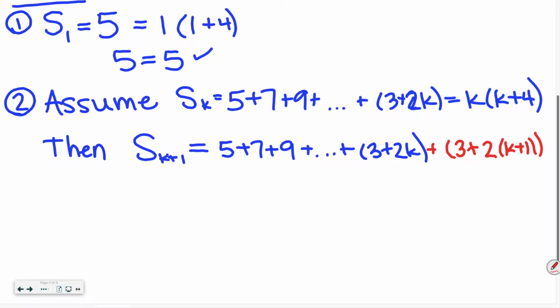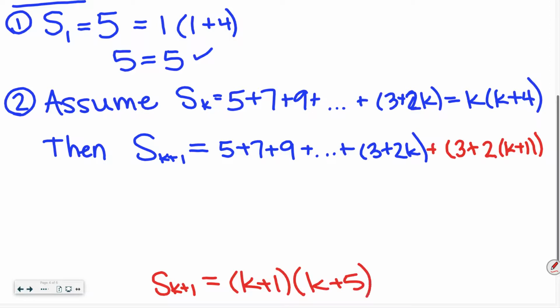Okay, if the K sum is K times K plus 4, then we want to show that our K plus 1 sum is what? If the K sum is this, okay, so K plus 1 times K plus 1 plus 4. So K plus 1, K plus 5. But we can't write it until the end. So my suggestion would be to skip a few lines and write it so that you know what you're working towards. Does that make sense?